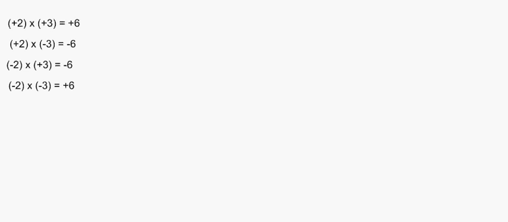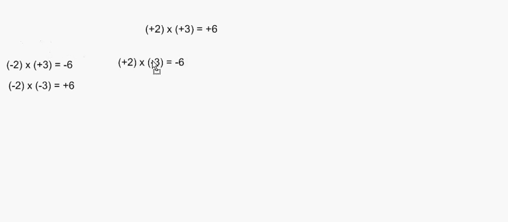This next technique I'm going to call the opposite of technique, and it requires students to understand that 2 groups of 3 is going to give me 6, and then 2 groups of negative 3 will give me negative 6. So we can use our chips to show that we're going to add 2 groups of 3 and that got 6, and we're going to add 2 groups of negative 3 and that got negative 6. Those ones are pretty straightforward.